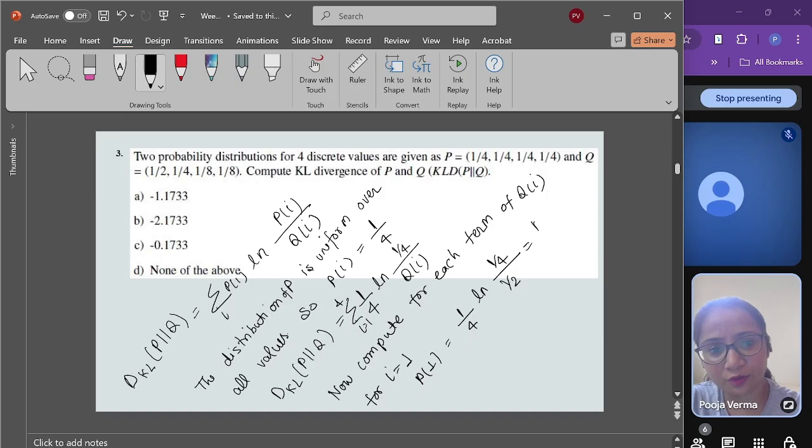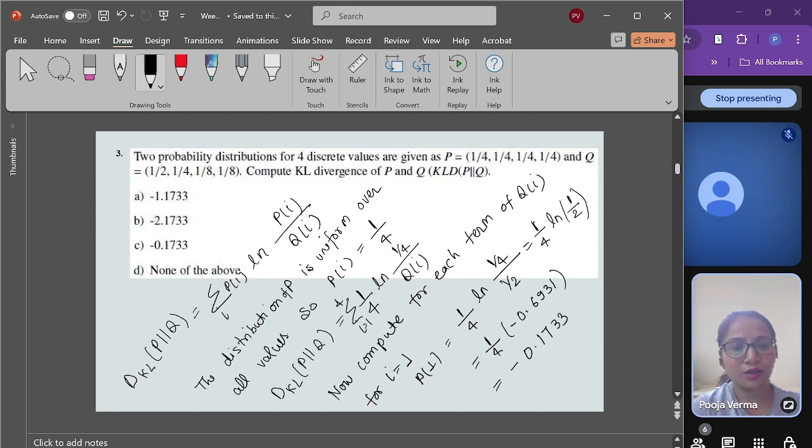So what value will be here? You will get ln 1 by 2, right? So now if you take the natural logarithm of 1 by 2, you will get here minus 0.6931, and if you overall just divide or multiply this, we will get minus 0.1733. Similarly, we need to calculate for i equal to 2.